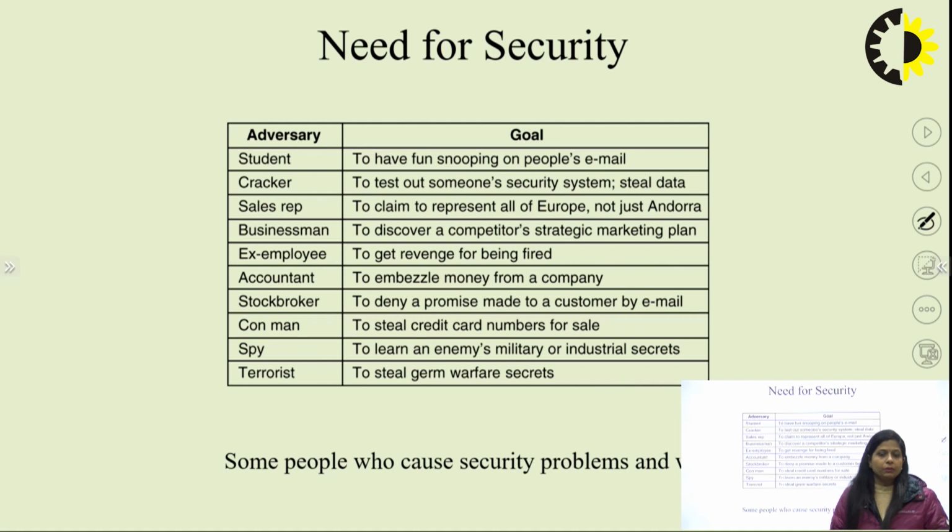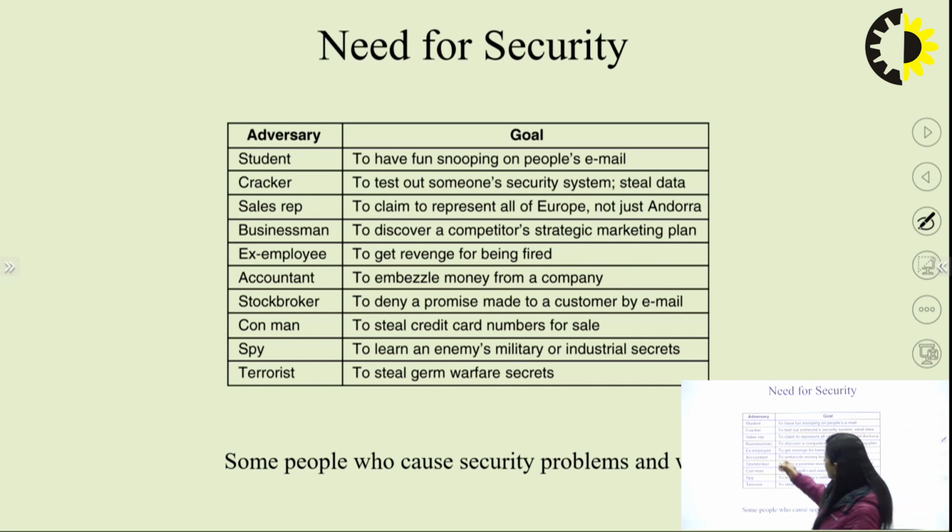Now we move towards the need for security. We have seen what functions the application layer has and what the various services it provides are. Fine. Now we'll see that during that communication there is a high demand for security. So how do we manage security in the application layer? We'll see that. First of all, we'll see what the need for security is.